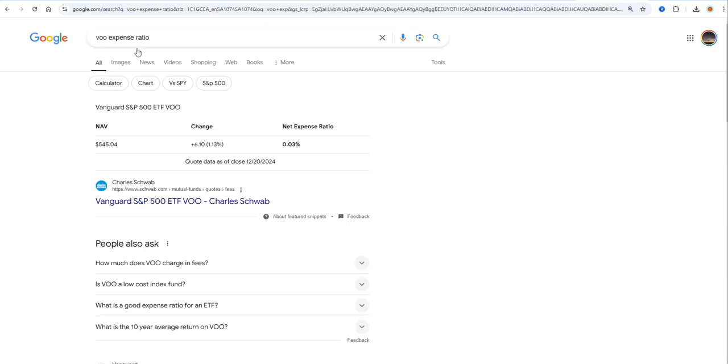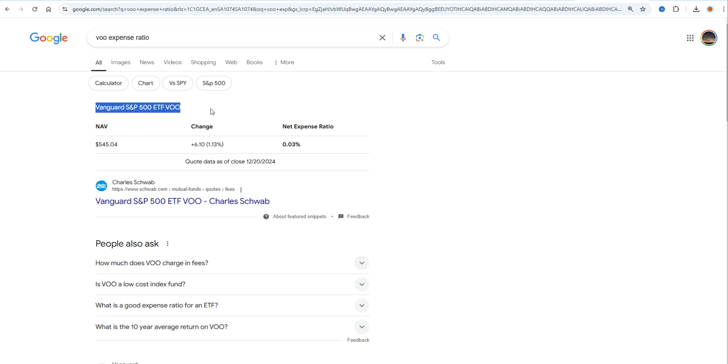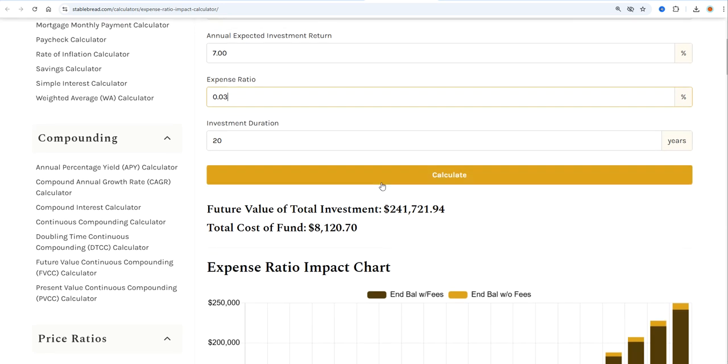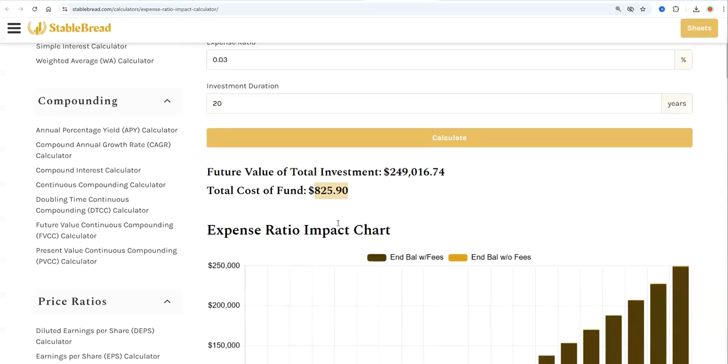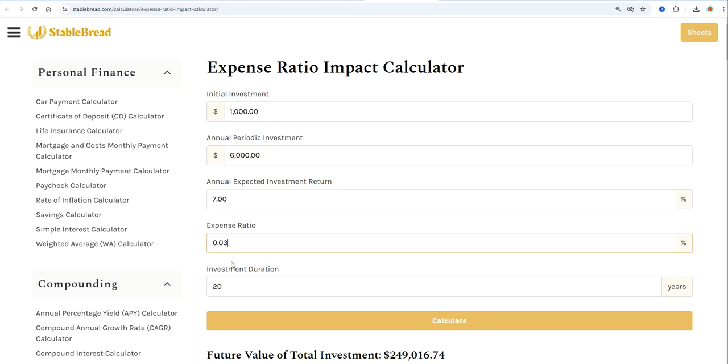VU is basically one of those Vanguard S&P 500 funds. This is the expense ratio, 0.03. Let's use that as an example here, because it's really important that we understand how much we're paying. We're paying 8,120, you're paying 825 over a 20-year period. That's the difference between what we pay and what these people are paying.